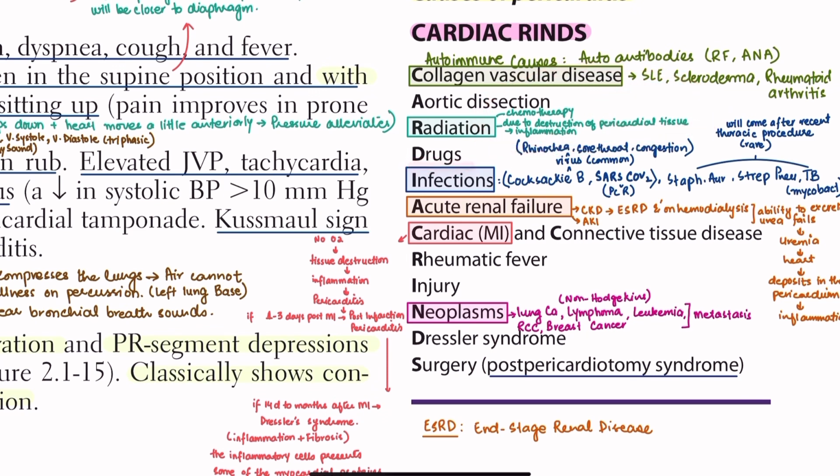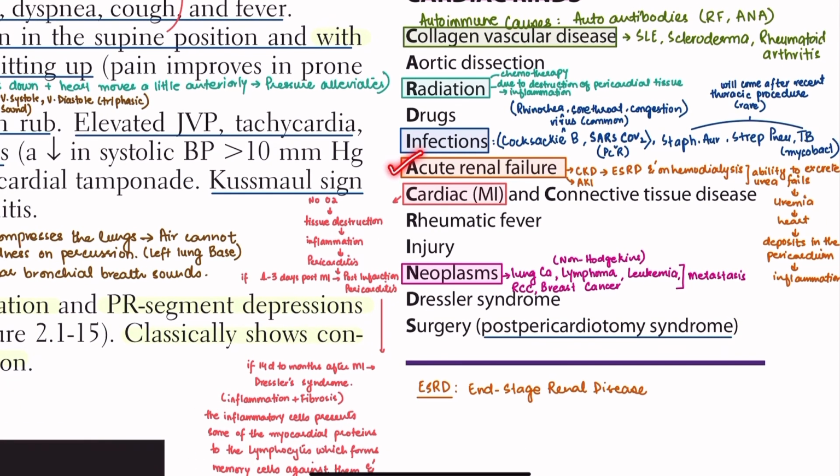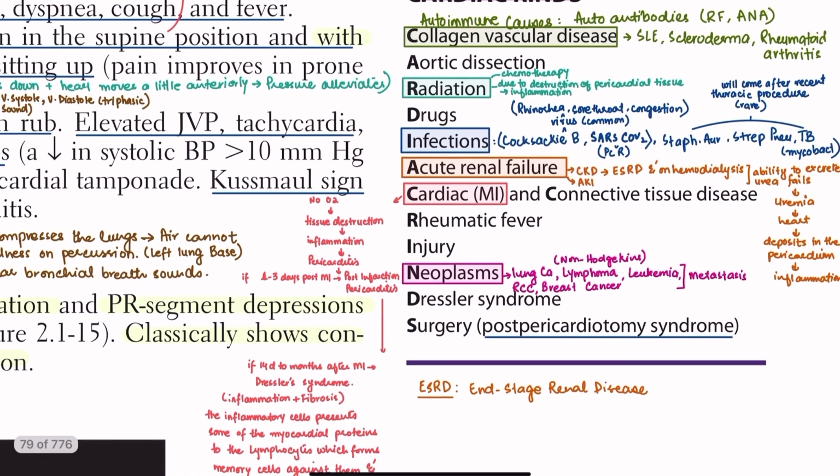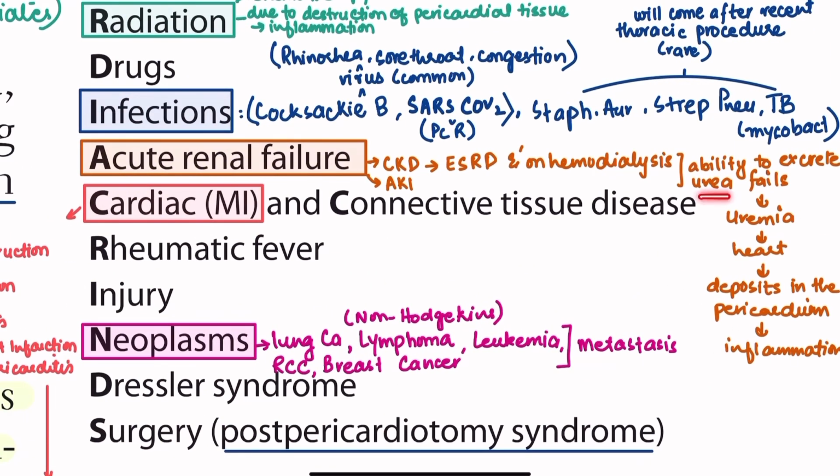Drugs can also result in inflammation. Acute renal infections like acute kidney injury, which can also lead to chronic kidney disease, can eventually lead to end-stage renal disease, and then the person is on hemodialysis. This will deplete the person's ability to excrete urea and in return cause uremia. If uremia goes to the heart, it will deposit in the pericardium and that will result in inflammation.